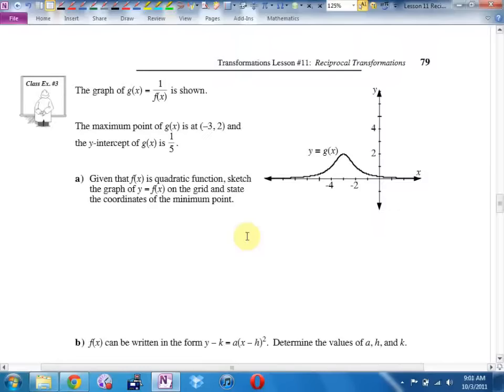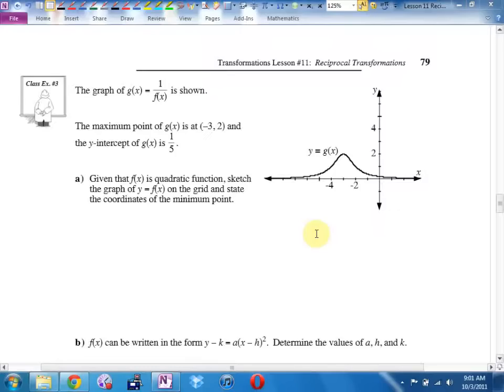Excellent. Did I turn my recording back on? I think I did. So, reciprocal transformations. By the way, those of you that were away for that lesson last day, you want to watch it online. Very important. This is going to be two, maybe three questions on your test, minimum.